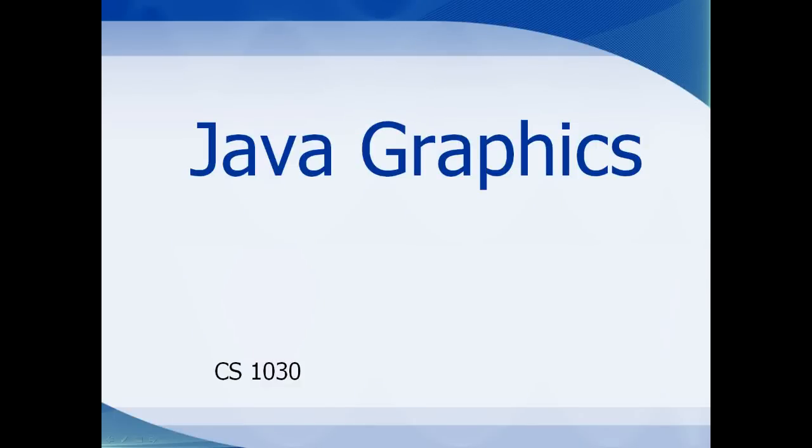This is Mrs. Murphy, and today we're going to learn a little bit about Java graphics. The last program we did was called a console program. A console program is just one that runs in the console window, such as DOS or terminal. In JGrasp, the output just appears in a little window at the bottom of the screen.